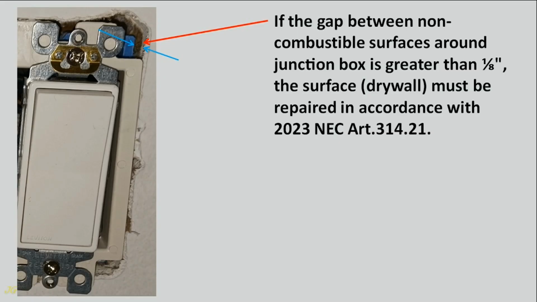If the gap between non-combustible surfaces around the junction box is greater than 1/8 inch, the surface drywall must be repaired in accordance with 2023 NEC Article 314.21.